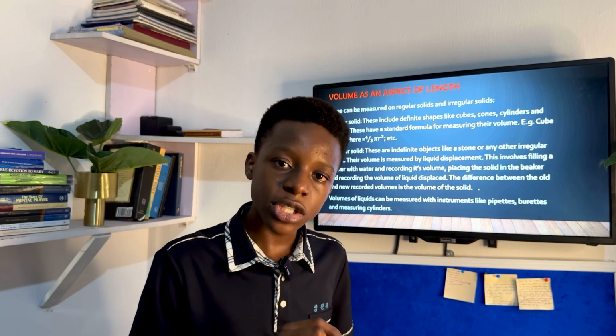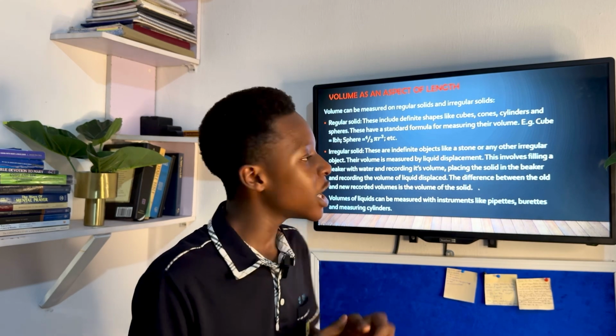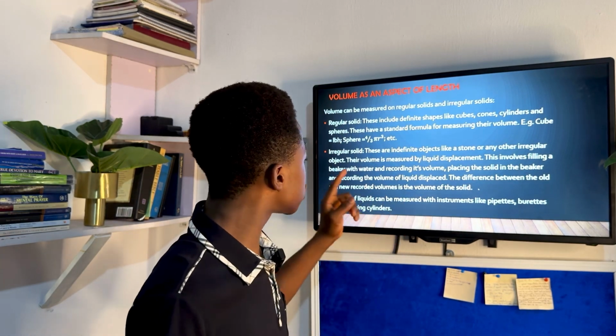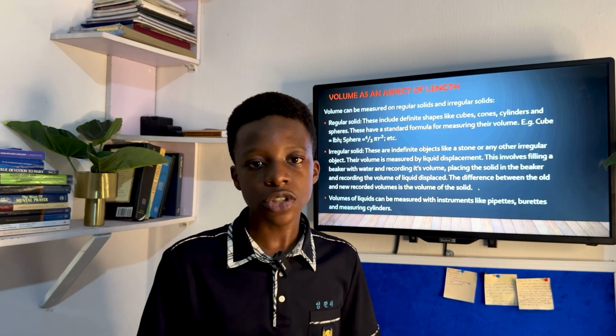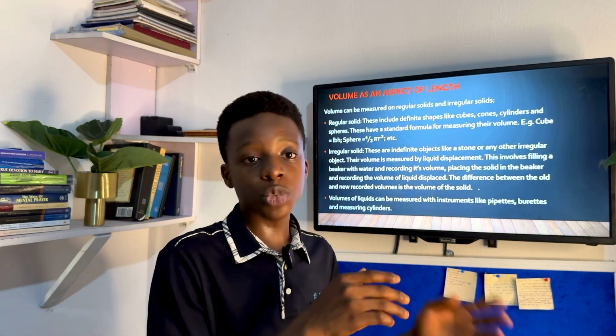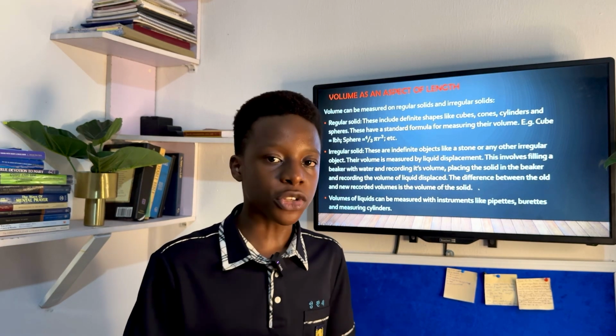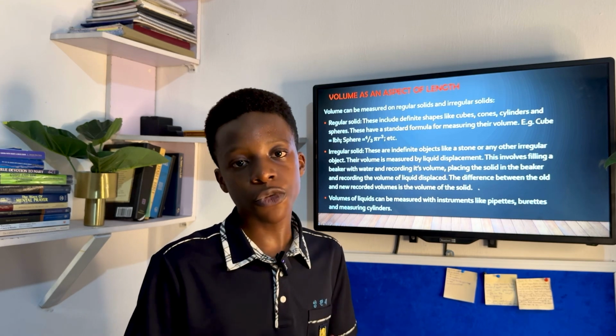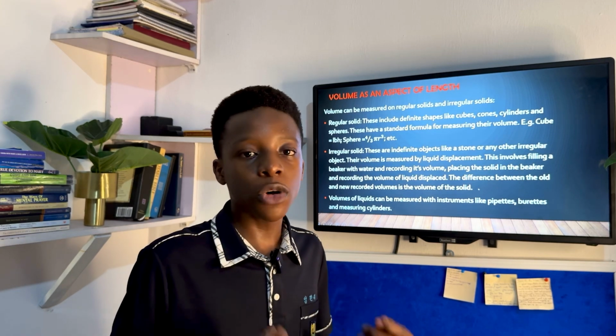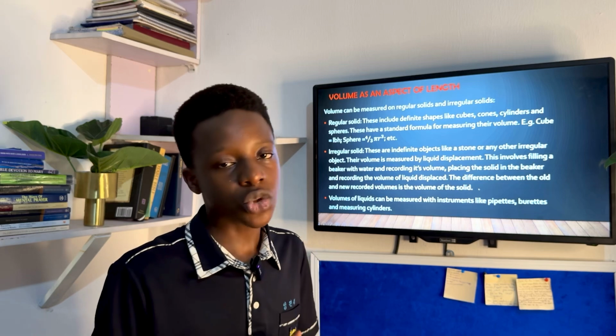So you recorded the 20 centimeter cubed and the 40 centimeter cubed. The difference between the old and the new recorded volumes is the volume of the solid. So the difference between 40 and 20 is the volume of the solid you're looking for. The difference between 40 and 20 is 20. So the volume of the solid you placed into the water is 20 centimeter cubed.